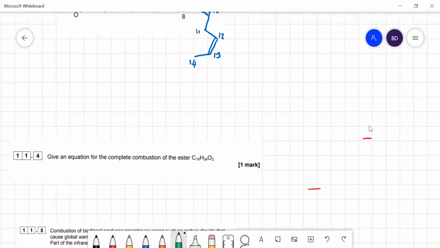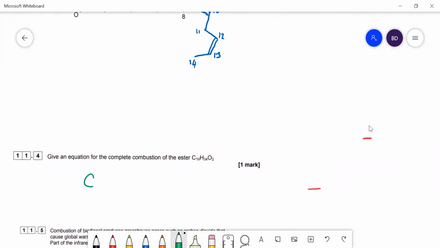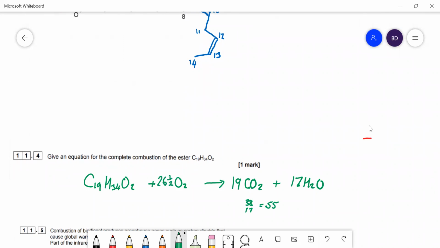Right, give an equation for the complete combustion of that ester, right? So we've got C19H34O2. Right, that is going to give us 19 carbon dioxides. There's 34 hydrogens, so 34 divided by 2 is 17. We've got 17 waters. And then we've got to count how many oxygens we need for that. Well, we've got 19 times 2 in the carbon dioxide, so that's 38 oxygens plus 17 there. That gives us 55. So half of 55 oxygen atoms, you need 27 and a half oxygens.